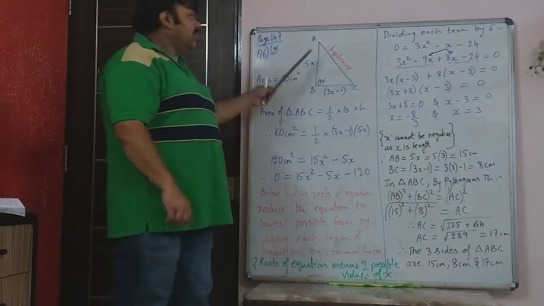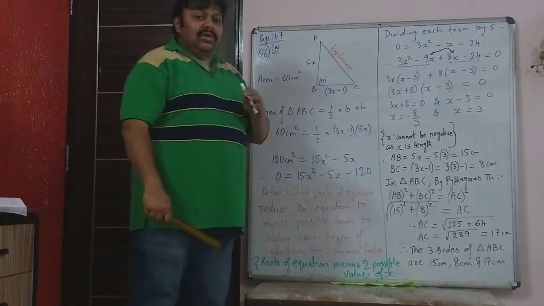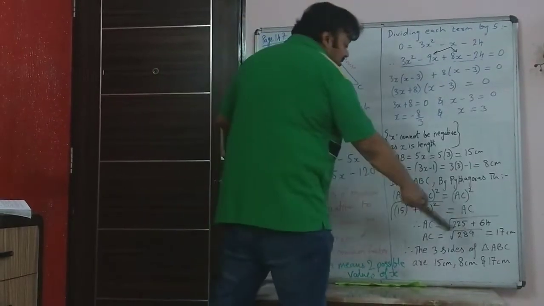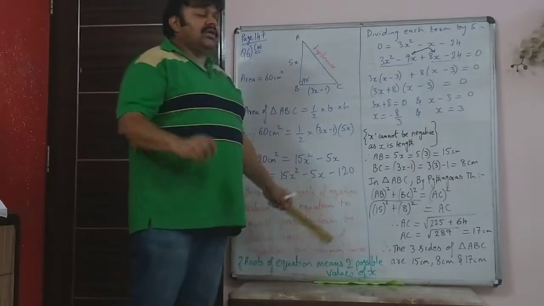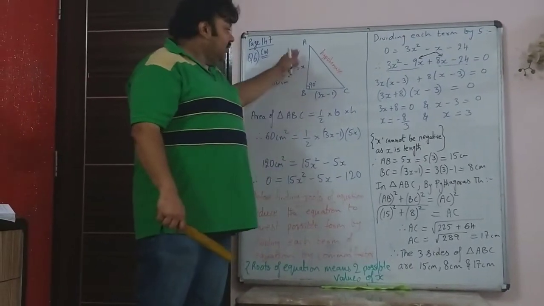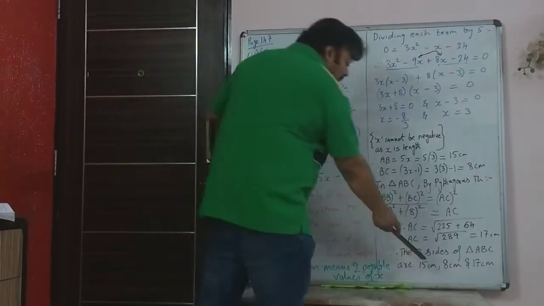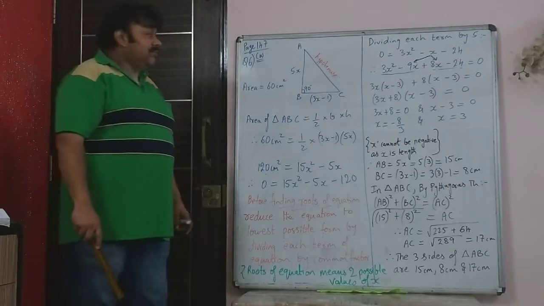Obviously, hypotenuse will be bigger than any of the two perpendicular sides. Hypotenuse is the largest side of a right angle triangle. So in this case, perimeter is not asked, so don't find. You are only asked the three sides of the triangle: 15, 8 centimeter and 17 centimeter. Don't forget to write the unit, that is centimeter, for each of them.